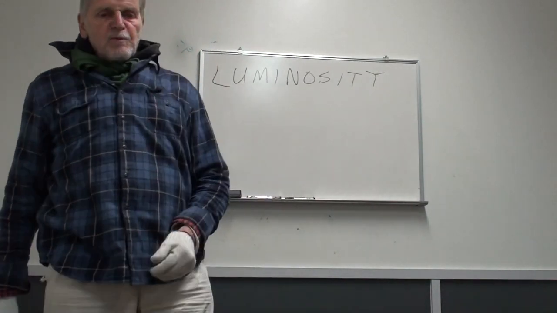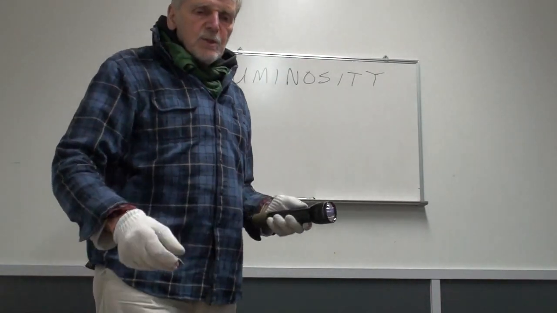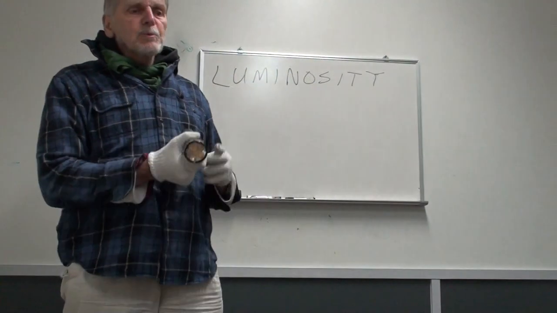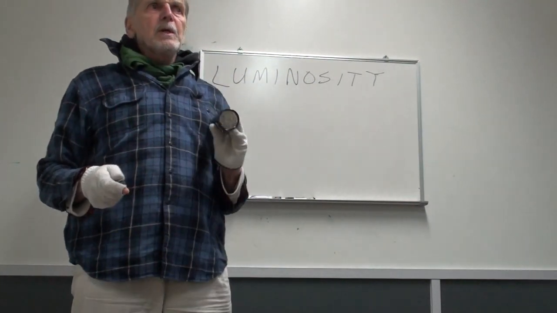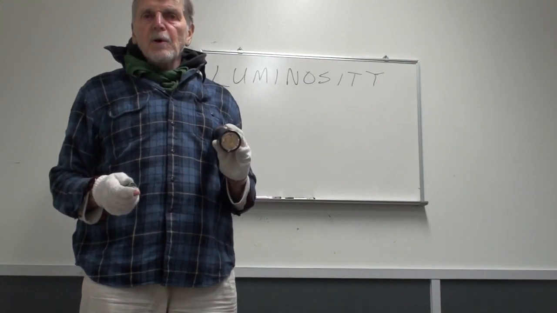Now, we have two types of luminosity. First, the absolute luminosity, which is the actual amount of light or energy that an object emits. And then we have the apparent magnitude of that luminosity, which also involves how far away it is.